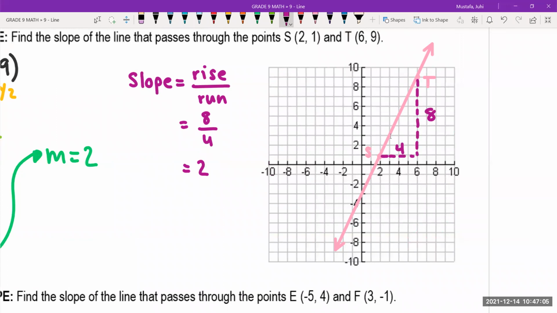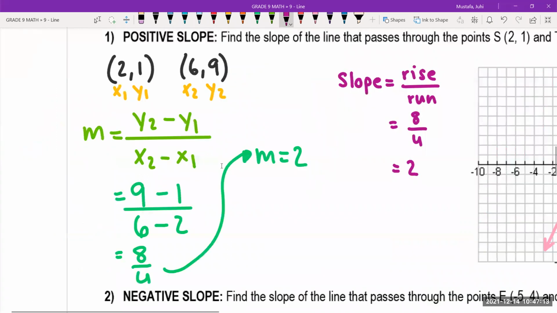How do you feel about that example? Good? Okay, we're going to do 3 more. So if you didn't get it now, you will get it by the 3rd one. On to example number 2.